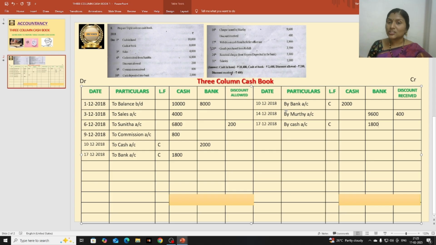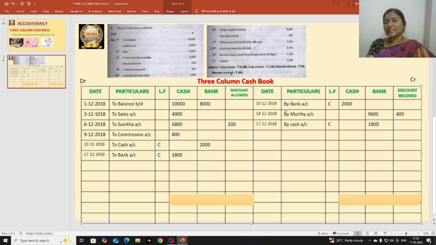If they don't mention cash, and only the name is given and purchase from Rohit is given, then that is a credit purchase. Hope this is clear. If they give goods purchased from Rohit for cash, you can record it as a cash purchase, but it is not a cash purchase in our question. That is a credit purchase. A credit purchase should not be recorded in the cash book because cash is not going out. So don't record that. Hope this is clear. Let us move to the next one.